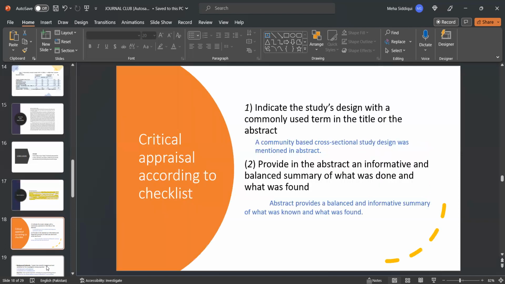So this is now the critical appraisal according to the STROBE checklist. First is to indicate the study's design with a commonly used term in the title or the abstract. So yes, a community-based cross-sectional study design was mentioned in the abstract. Next, the abstract should provide an informative and balanced summary of what was done and what was found. The abstract provides a balanced, informative summary of what was known and what was found.